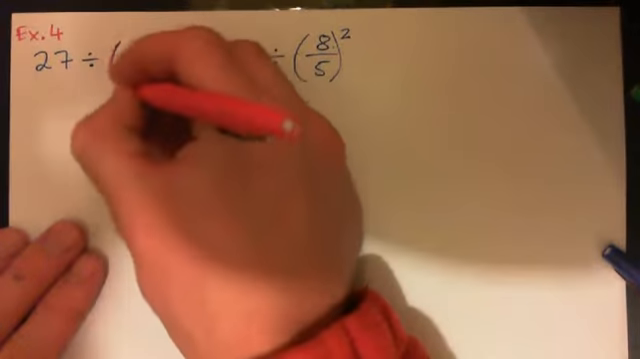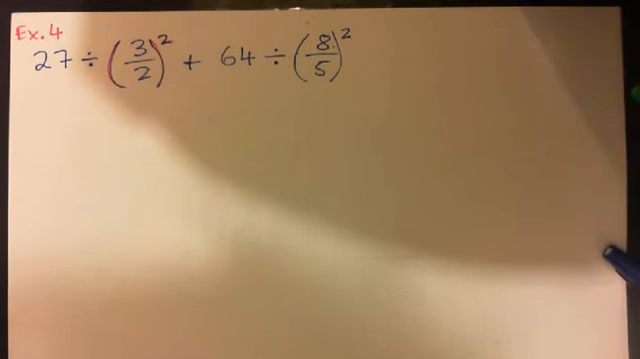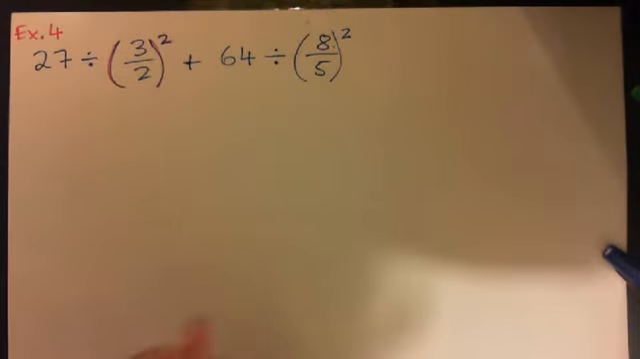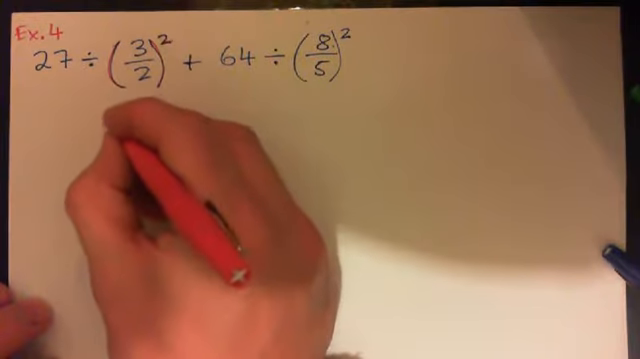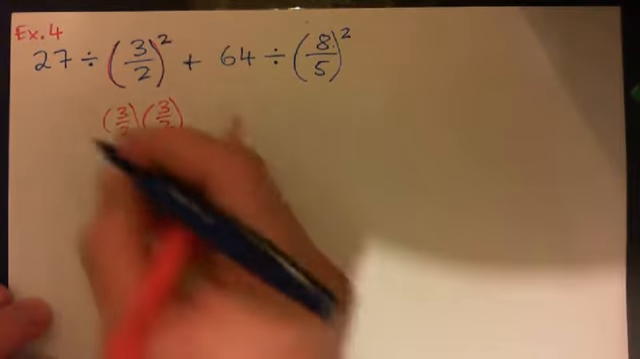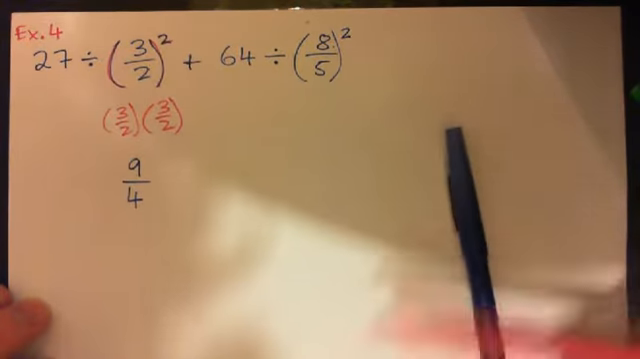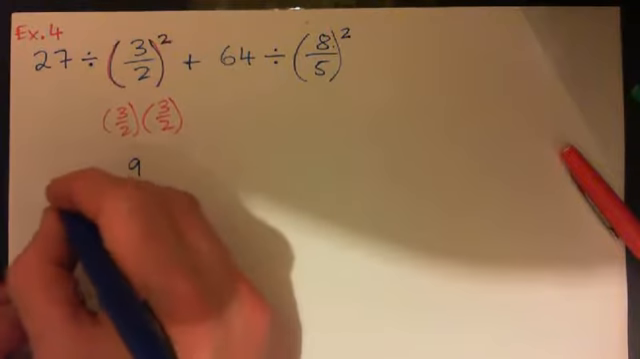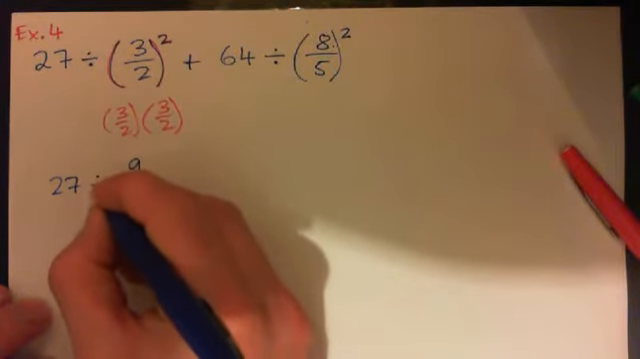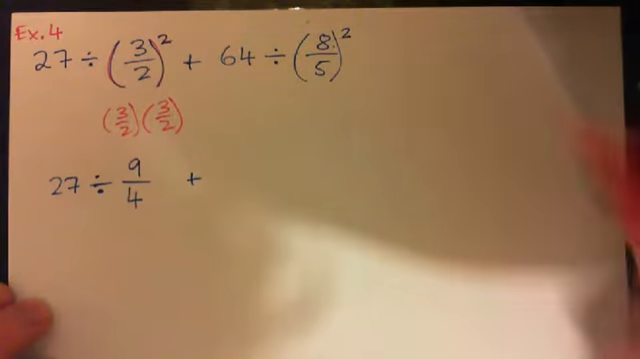Now 3/2 squared. Calculate that. You could just do that on the side somewhere, but I guess we could just do it here. 3/2 times 3/2 is what that is. And 3 times 3 is 9, 2 times 2 is 4. So I get 9/4. So I have 27 divided by 9/4 and then plus. And I'm going to do this exponent as well over here. See that?